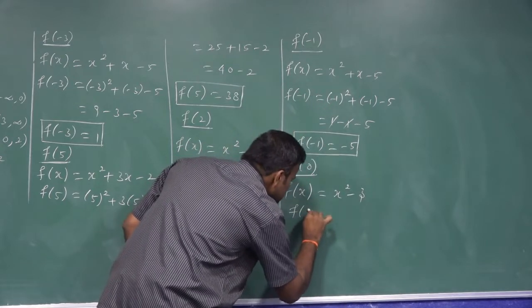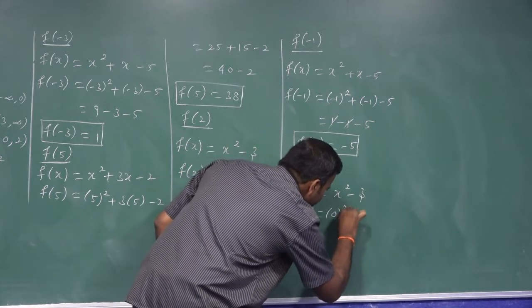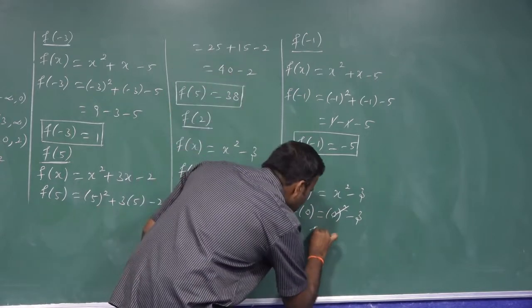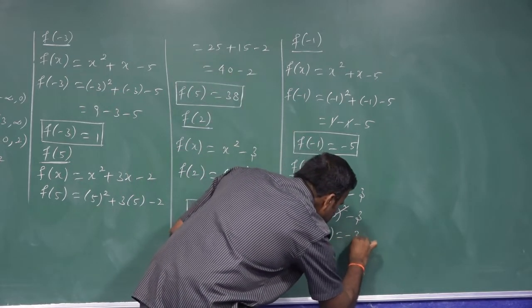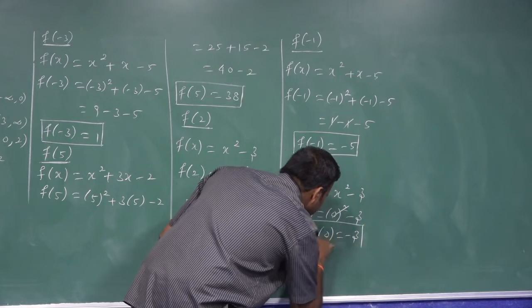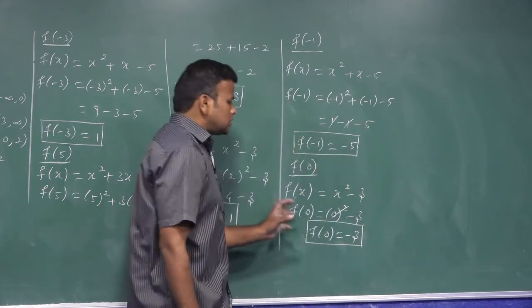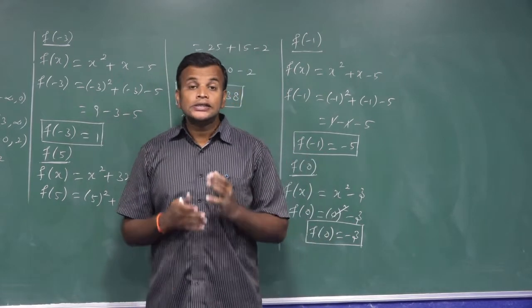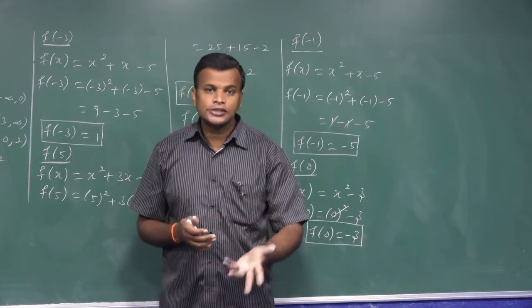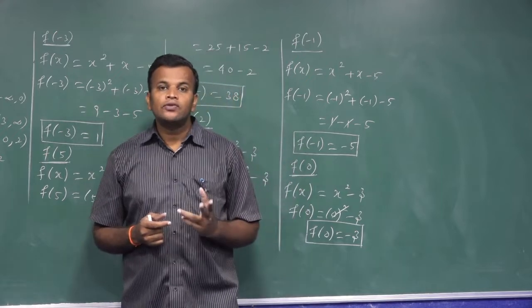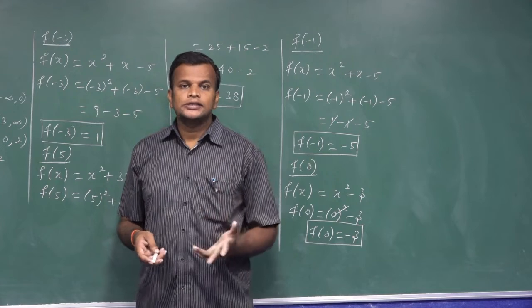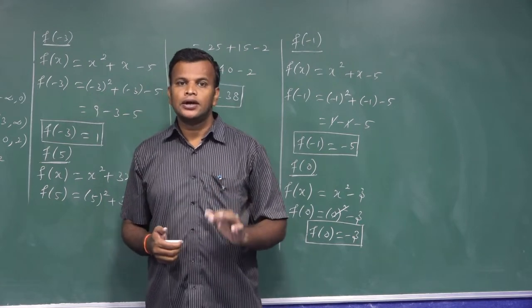Next, f of 0. 0 square minus 3. We leave it as 0 square. So the value of f of 0 is equal to minus 3. Now I finish the third sum. The same model sum lies in the second sum. In exercise 1.3 I finish the third one. We must try it in our class note.